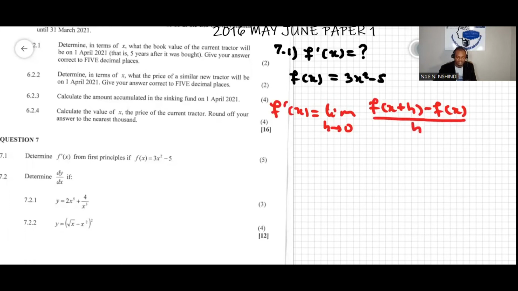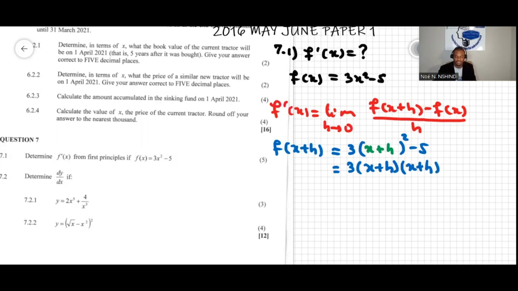Now, it is given that f of x is equal to 3x squared minus 5. I'm going to write here f of x plus h. Then it means wherever I have x, I will substitute x plus h. So this can be written as 3 open brackets x plus h minus 5. So instead of writing x, I write x plus h to the power of 2. Now we can expand this. This is like 3 times x plus h times x plus h, minus 5.